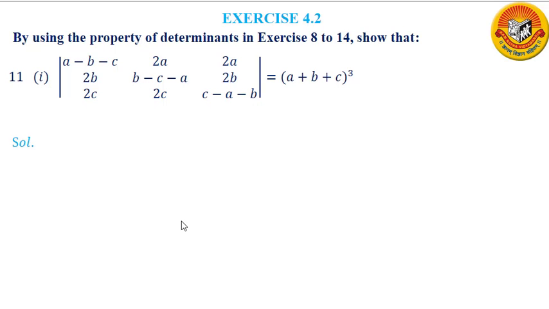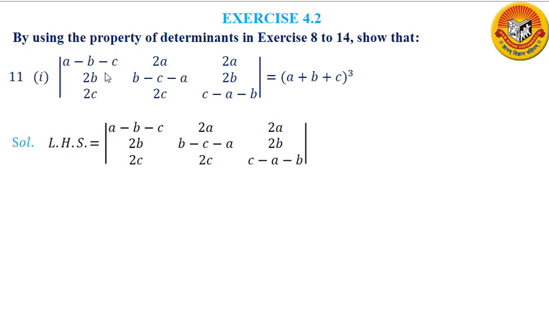So let us begin. We will see question number 11. So far we have solved question number 10. Now see in question number 11, the first question is, I have to prove that this left hand side determinant is equals to right hand side determinant using the properties.